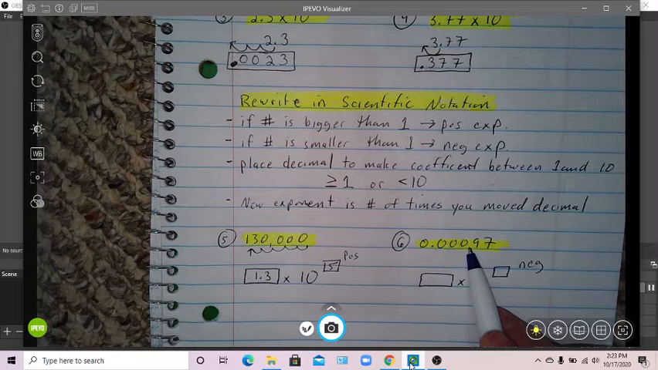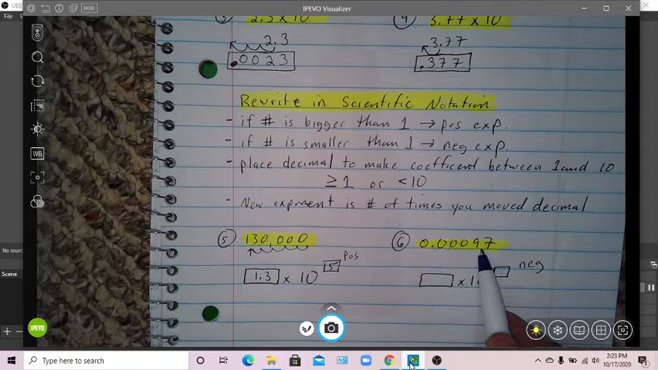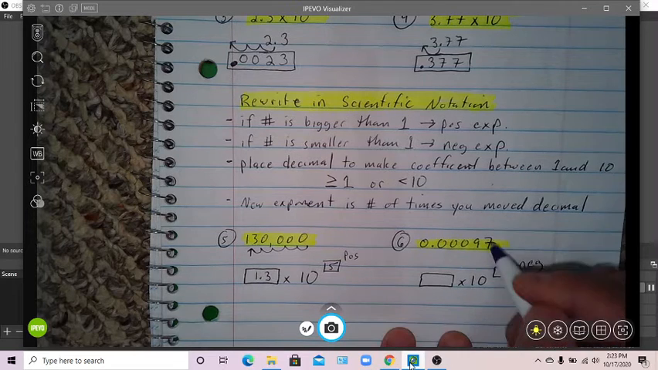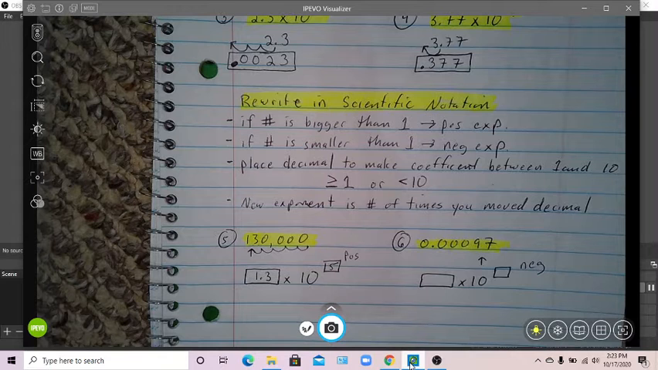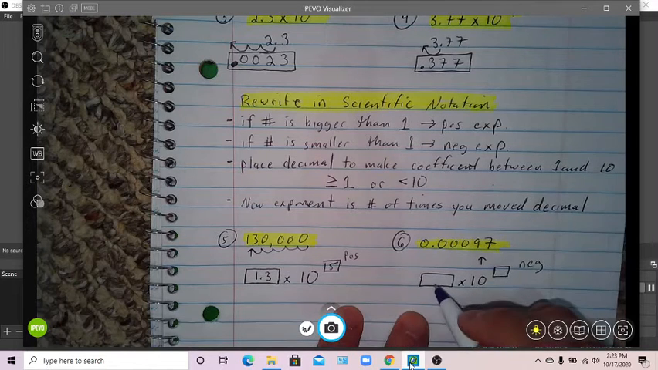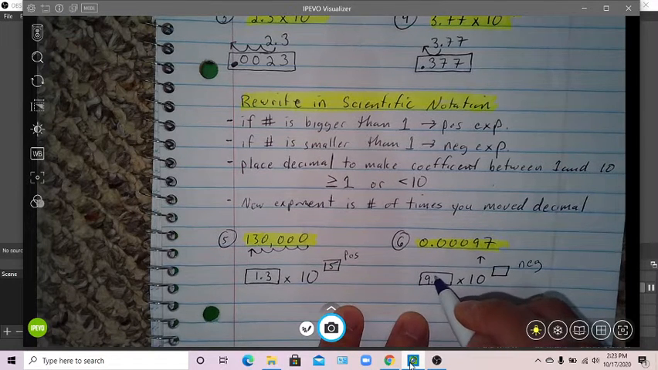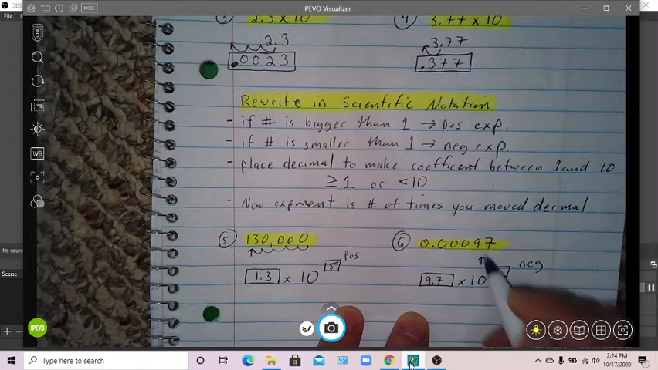0.9 is less than 1. I don't want that. I want it between 1 and 10. If I place it between the 9 and the 7, I have 9.7. 9.7 is bigger than 1, and it's smaller than 10. So that's where I want my decimal. 9.7. I want it right there. So I'll put here 9.7. That's where I'll put my decimal between there.